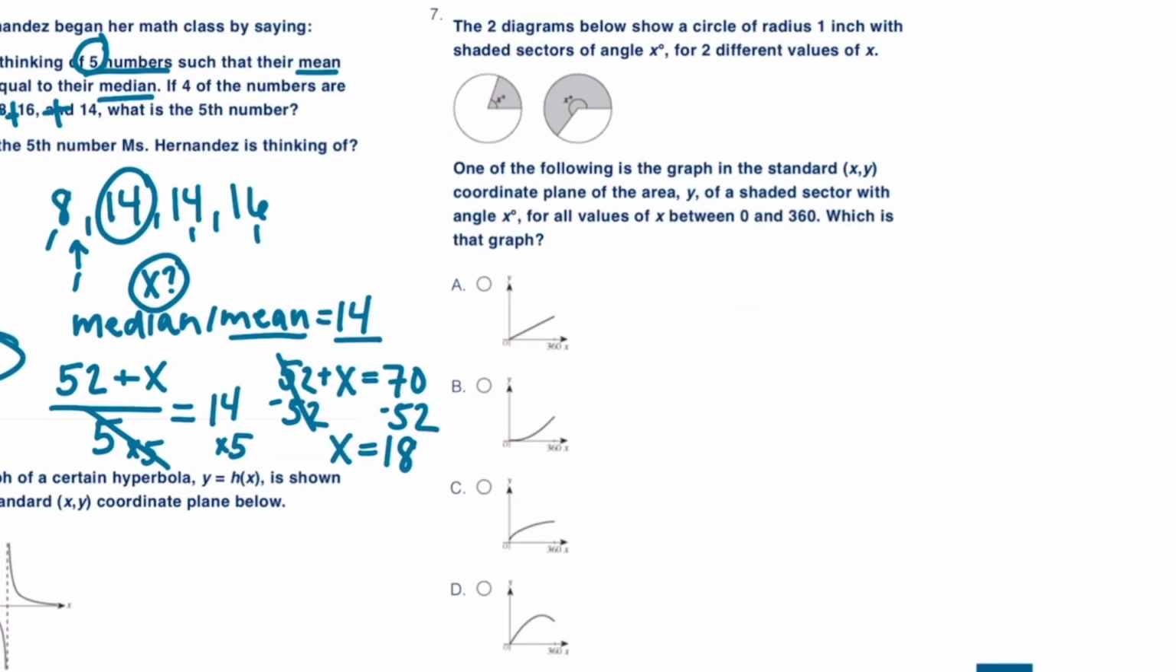Number 7 is looking at the area of a circle and how that increases as your angle increases. So not technically area of a circle, but area of a sector of a circle. So you'll notice here I have one angle that's smaller, has a smaller area. My larger angle has a larger area.